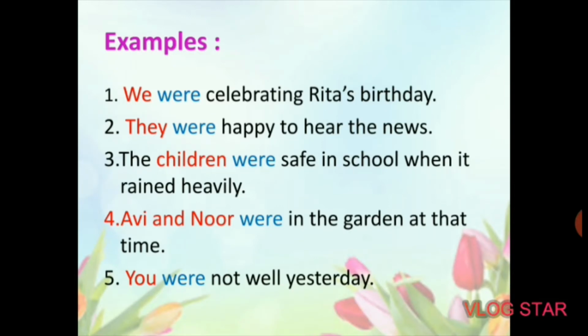Here in these examples, you can see were form of verb is used with plural nouns like children and with the pronouns like we, they, you. We have used were with verb when two nouns like Avi and Noor are joined with and.